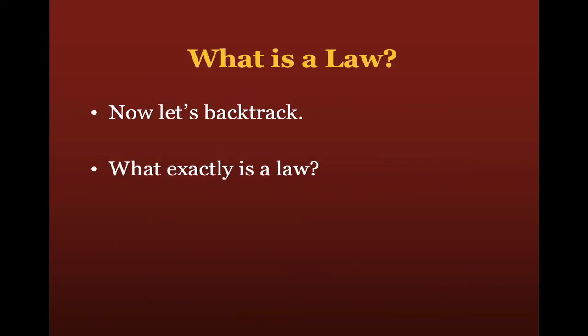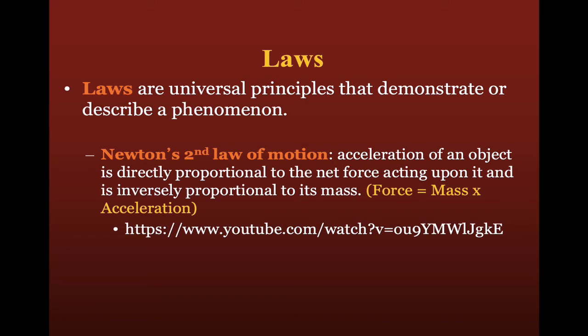So that raises the question, what is a law? So let's take a moment and let's backtrack and let's define what a law is. So laws are universal principles that demonstrate or describe a phenomenon. So you can think of the law of gravity, right? So that's a principle that you can use to explain why things fall when they're on Earth and why things don't fall in space, right? Because gravity works on Earth but not in space. So these are principles that we can use to determine when certain things will happen. So you can be very confident now that if you drop an apple here on Earth, that it will fall.